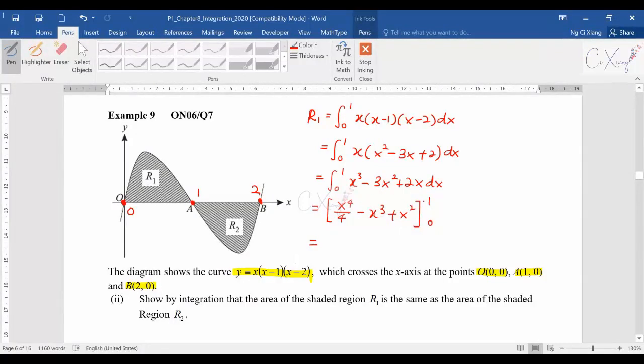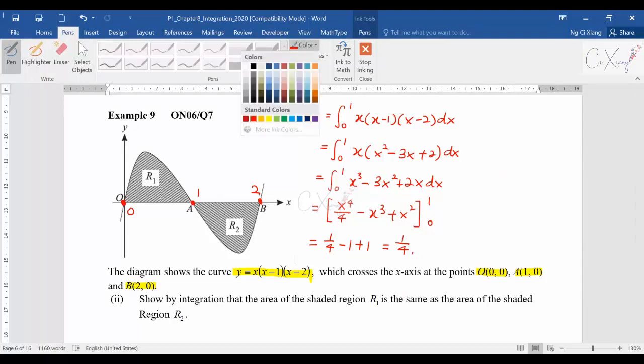Then after that you substitute the value 1 into it, and you have 1 over 4 minus 1 plus 1. Then when you substitute 0, everything becomes 0, so I just ignore it. Therefore, I can have 1 over 4. Alright. Okay. Then how about the R2?